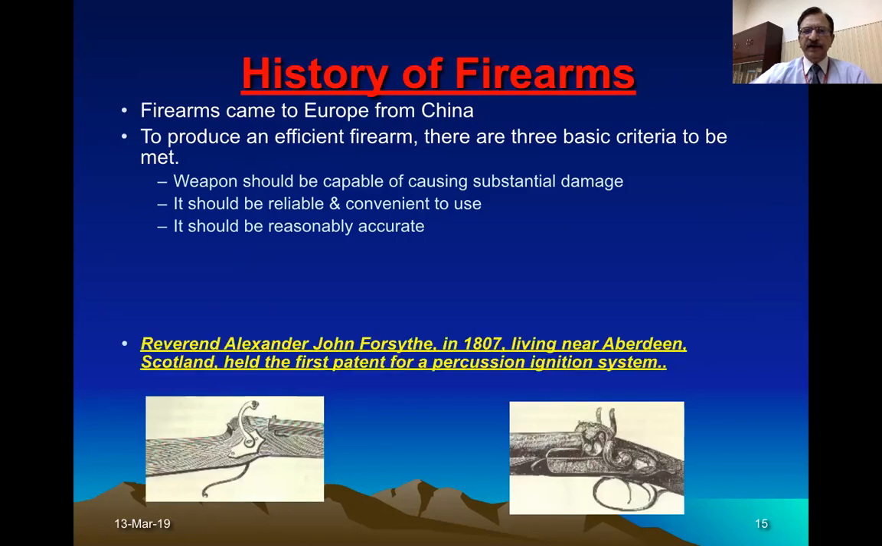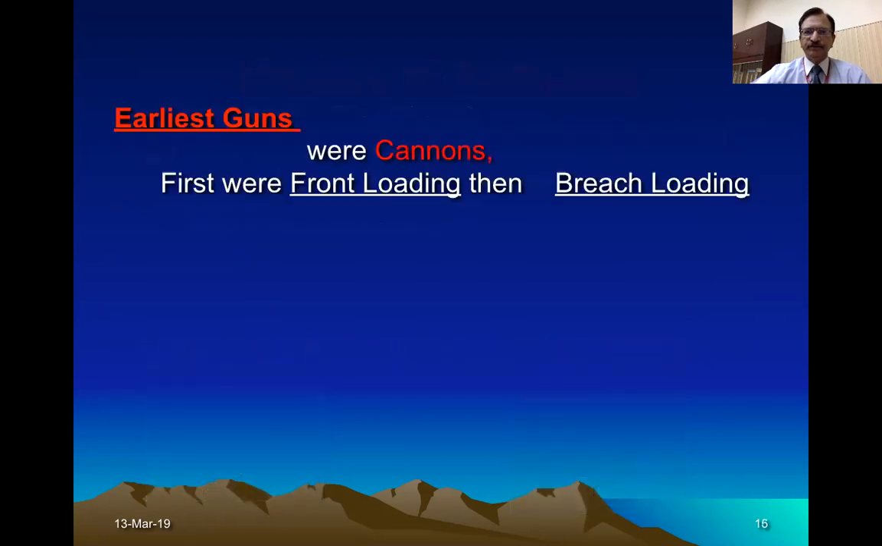The first firearm which was registered in 1807 in Scotland was percussion type. This percussion, where the firing pin strikes the base of the cartridge in the chamber, was the first design registered in Scotland in 1807. The earliest guns were front loading: the projectile and the gunpowder were loaded from the front.